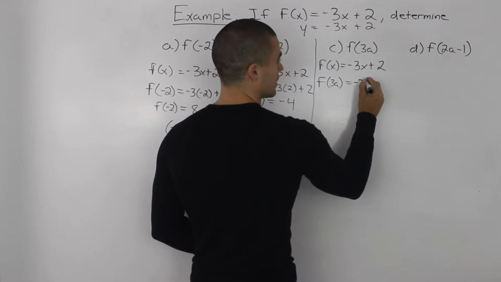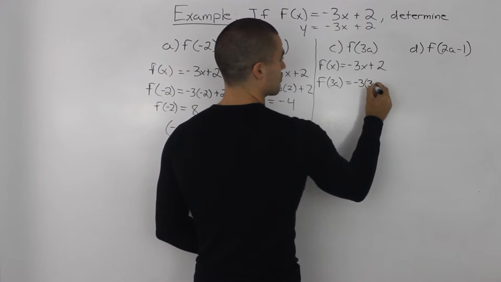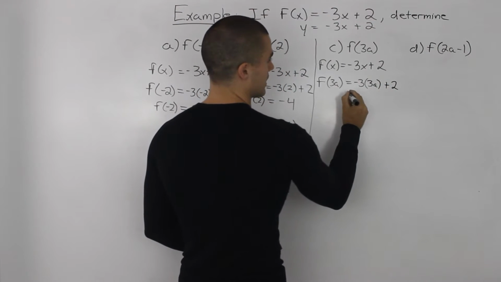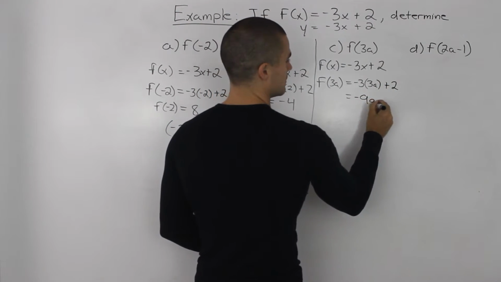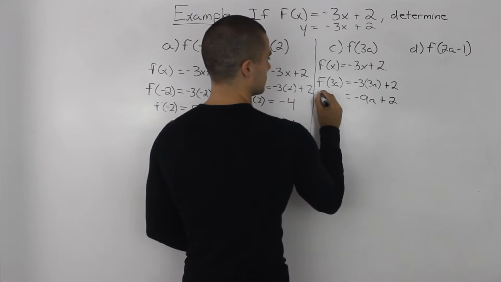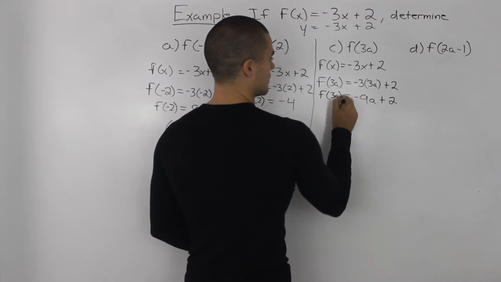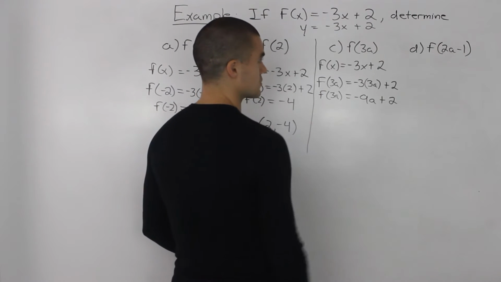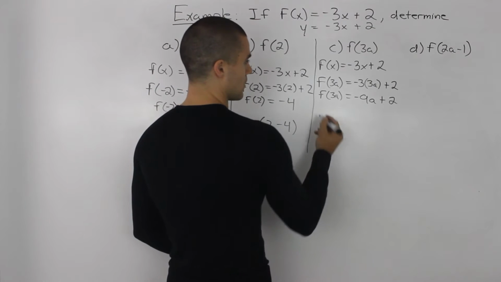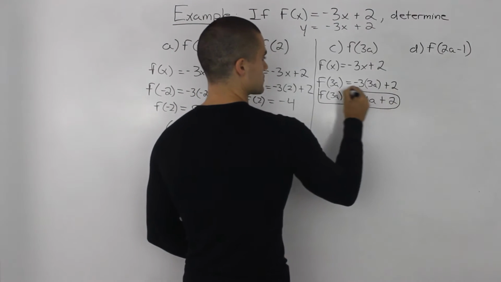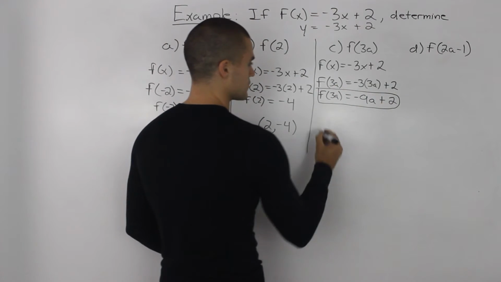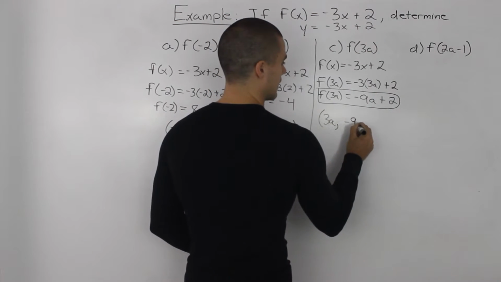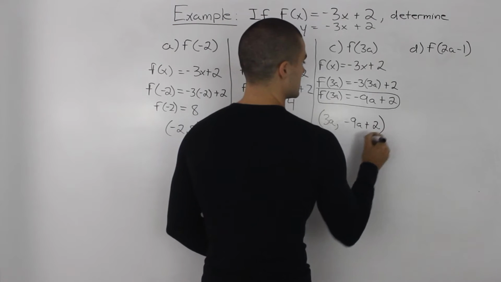So you've got negative 3, and then in brackets we would put 3a, plus 2. Now negative 3 times 3a is negative 9a plus 2. And we just leave it like that, because we can't simplify it anymore. These are not like terms, so we can't add them. So f of 3a is equal to negative 9a plus 2. If we put this in coordinate form, 3a and then negative 9a plus 2 is the dependent variable.